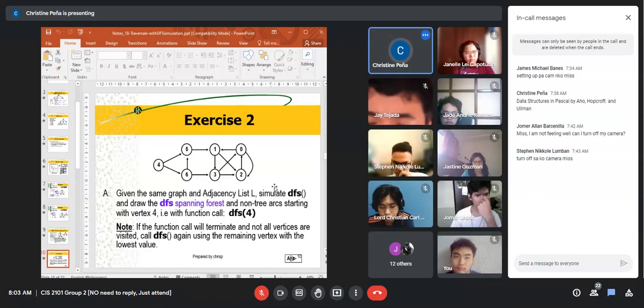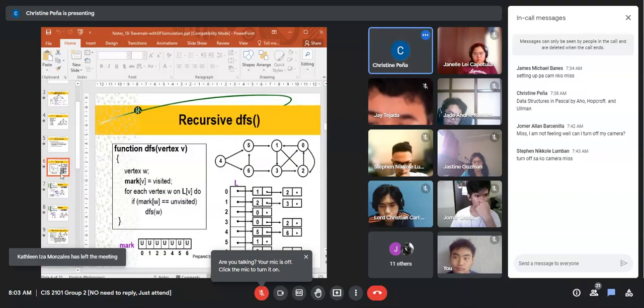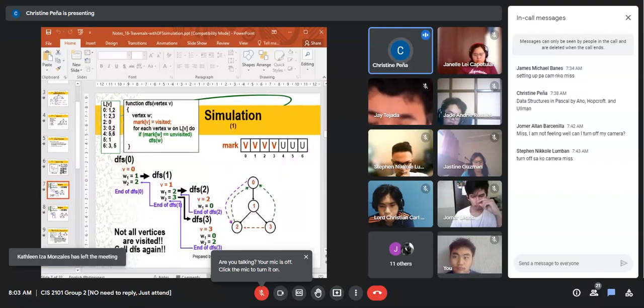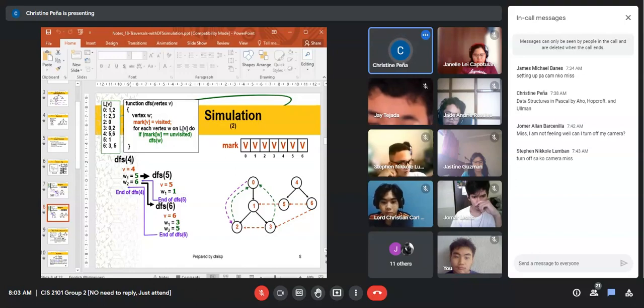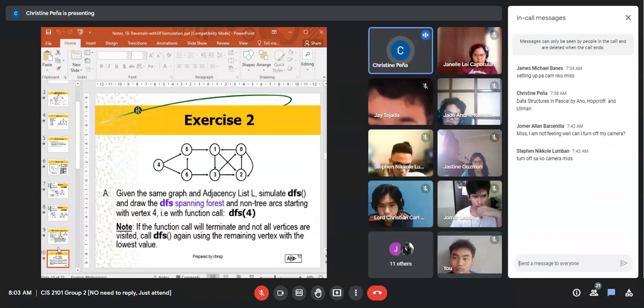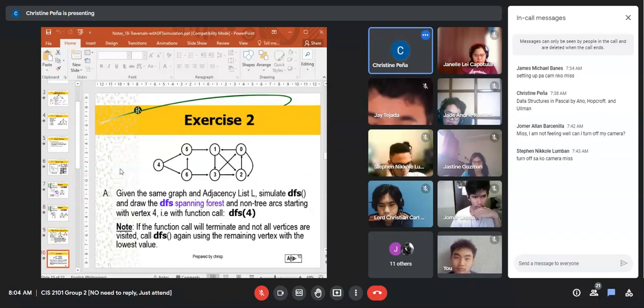For example, the call ends, and like what happened here, the call ended and not all vertices are visited. So we call again starting with 4. But in this exercise, you don't start again with DFS 0, but you start with 4.